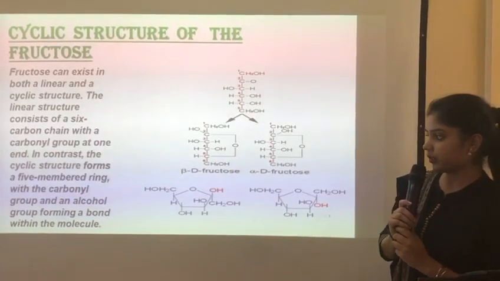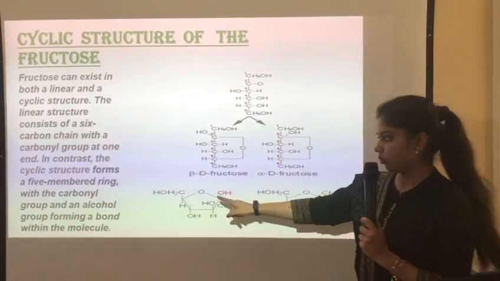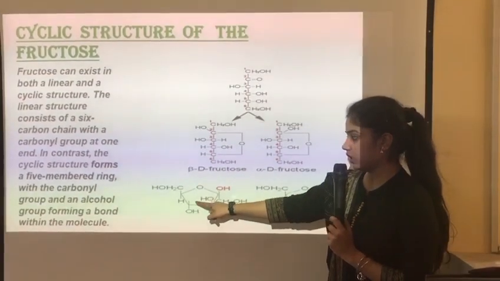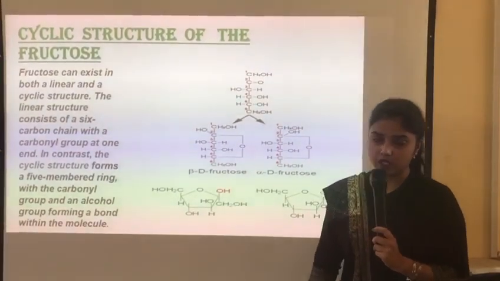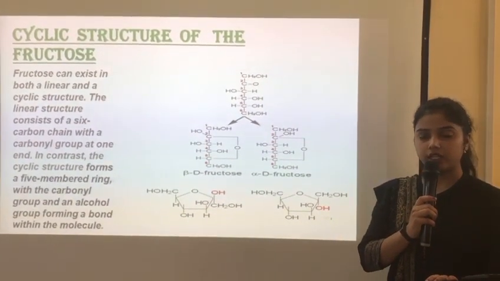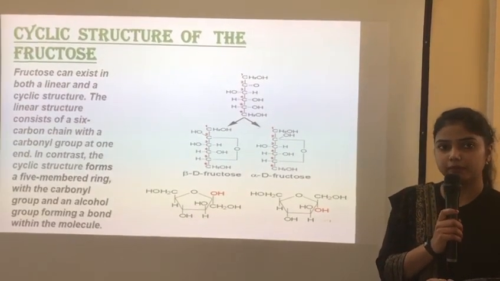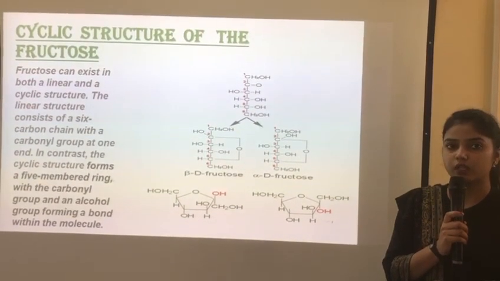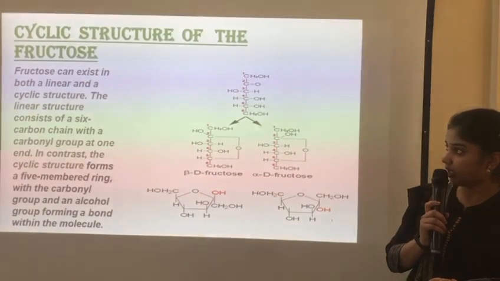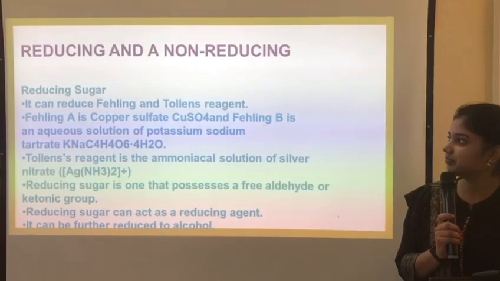In the cyclic form, we observe that there are 5-membered rings: 1, 2, 3, 4, 5. So, we use the word furanose. When a cyclic ring is formed by 5 members, then we use the word furanose. This is all about the structure of fructose.